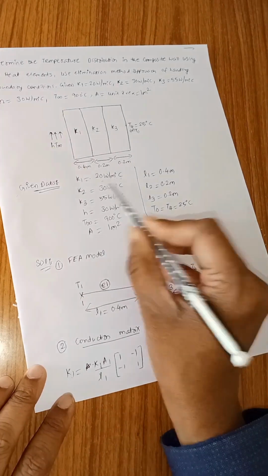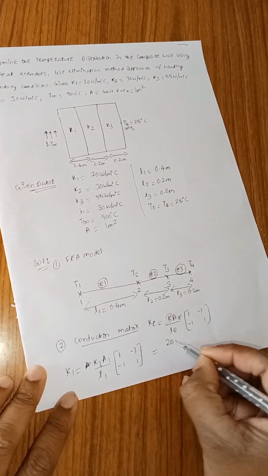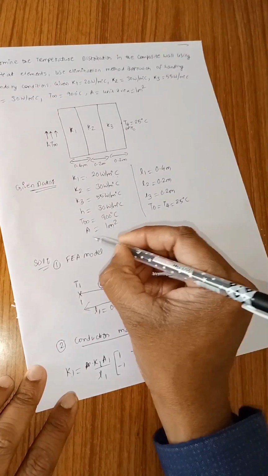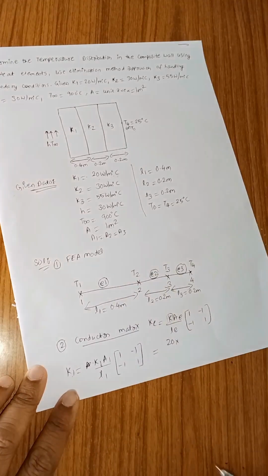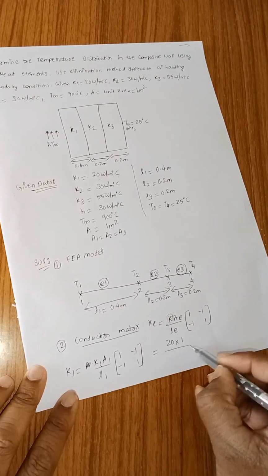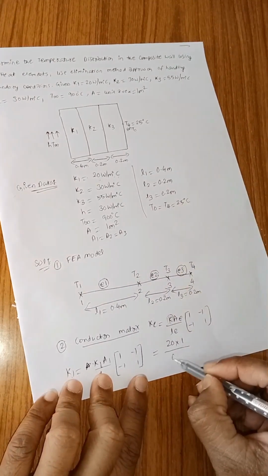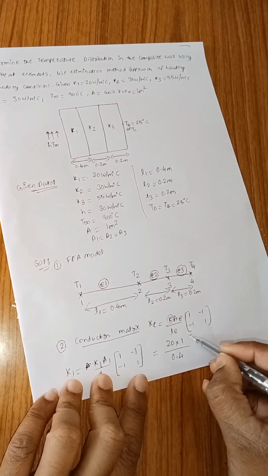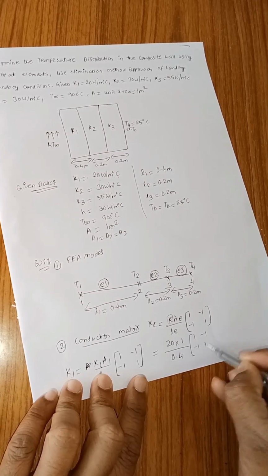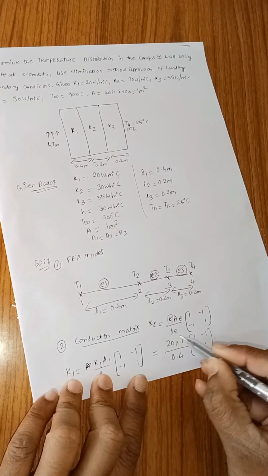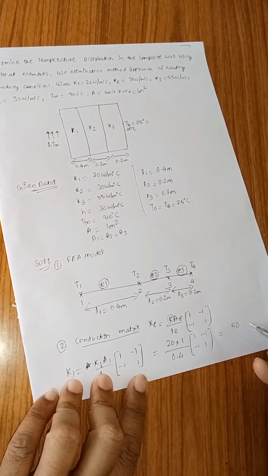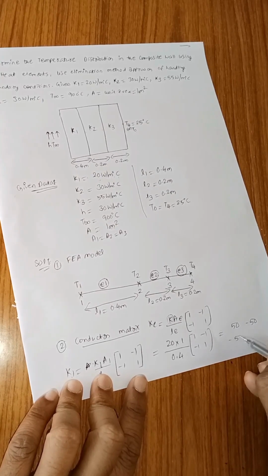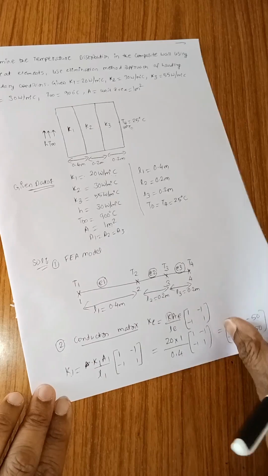This is nothing but 20 into the area. Area is given to be 1, therefore area A1, A2, A3 is going to be constant. 20 into 1 divided by length L1, 0.4, times [1 -1; -1 1]. Upon simplification you will get 50. So 50 multiplied inside the matrix, I get it like this. So this is going to be K1.